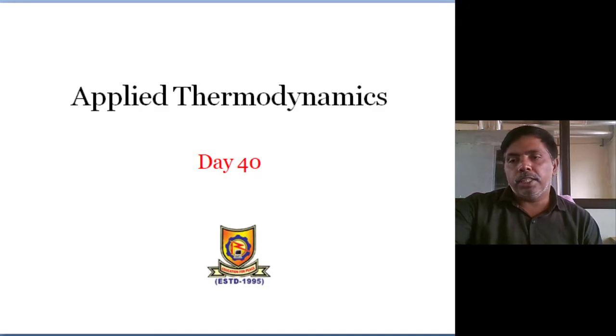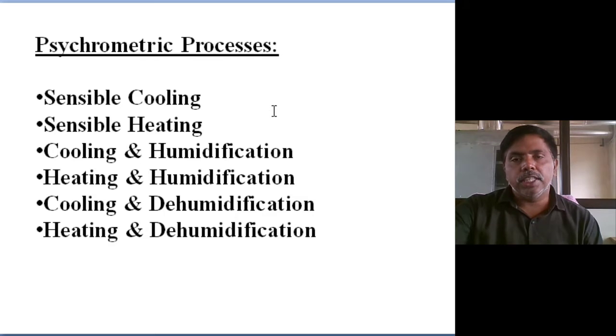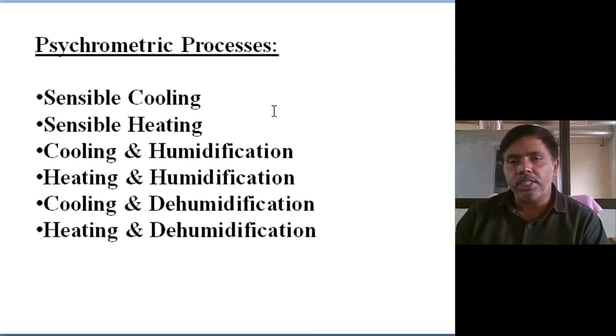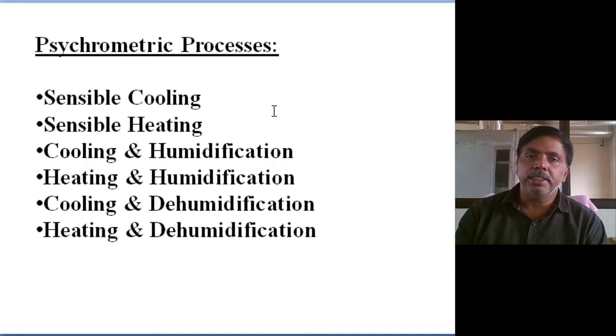So, what is the year-round air conditioning chart already shown? What are the year-round air conditioning methods? Generally, there are 6 methods for a year-round air conditioning system. First one is sensible cooling, second one is sensible heating, third one is cooling and dehumidification, fourth one heating and dehumidification, fifth one cooling and humidification, sixth one heating and humidification.